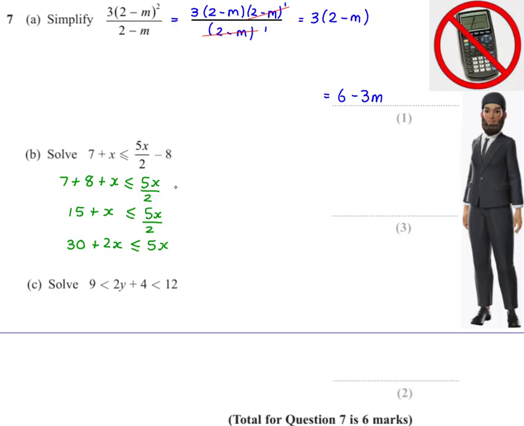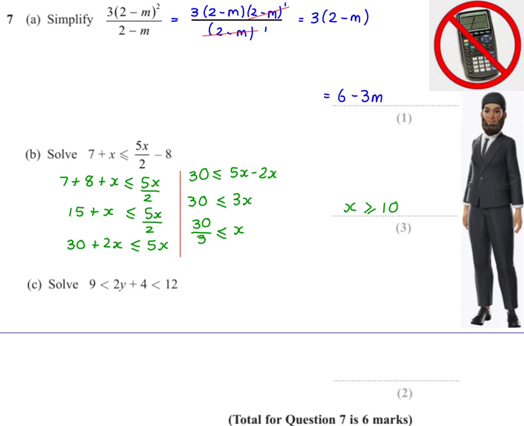And then finally, let's create a little margin over here. Let's continue with that. Take away 2x from both sides, so you're left with 30 is less than or equal to 5x minus 2x. So therefore you end up with 3x on the right hand side is greater than or equal to 30, and divide both sides by 3, so you get 30 divided by 3 is less than or equal to x. And then finally your answer, 30 divided by 3 is clearly 10, so therefore your final answer should be x is larger than or equal to 10, and that should do the trick for part B.